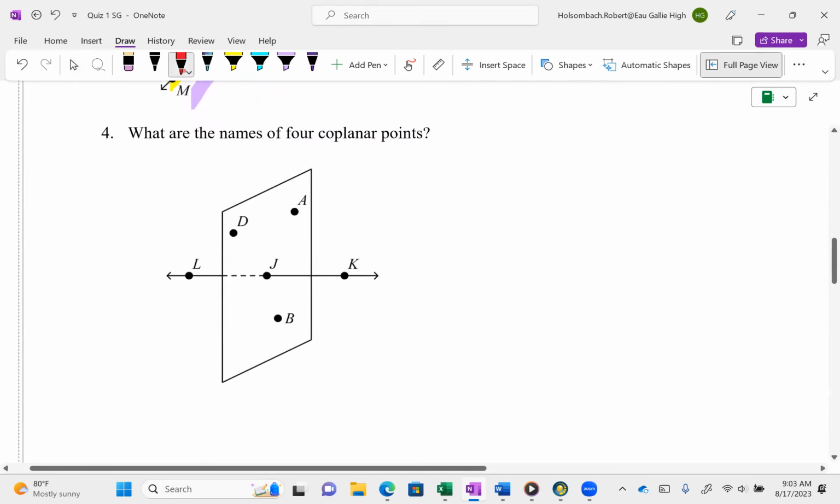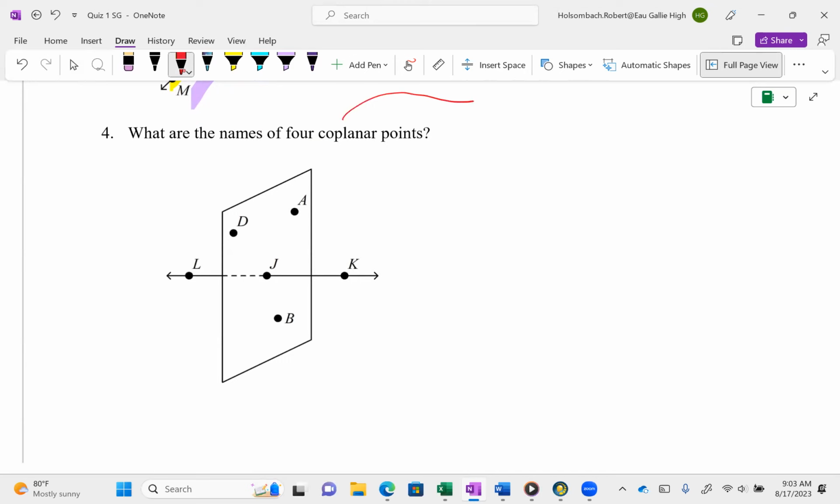And problem number four asks, what are the names of four coplanar points? And coplanar means on the same plane. And I'm looking at this picture and I only see four points in that plane. Okay. Point K is not in the plane, is it? Outside of the plane, and L is not in the plane, it's outside of the plane. So we've got these four points that are sitting on or in the plane. So we're going to go with D, A, J, and B. They are coplanar, in the same plane.